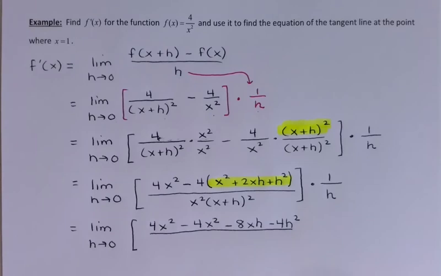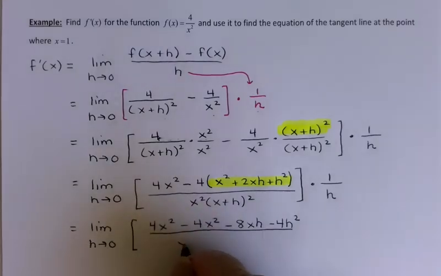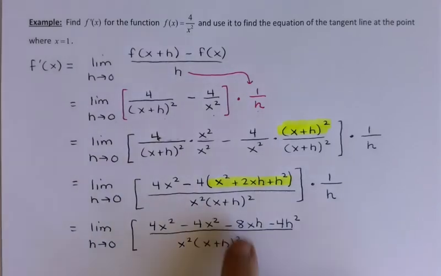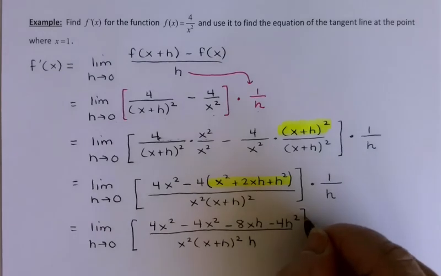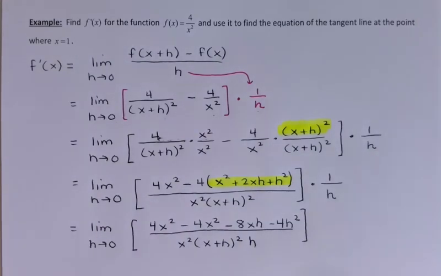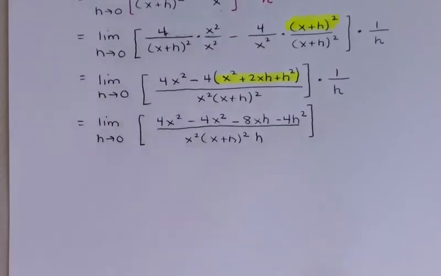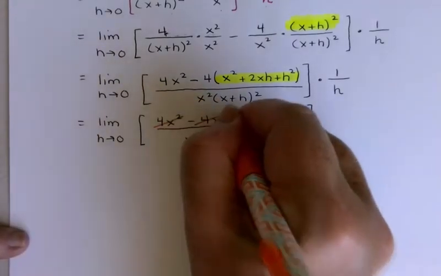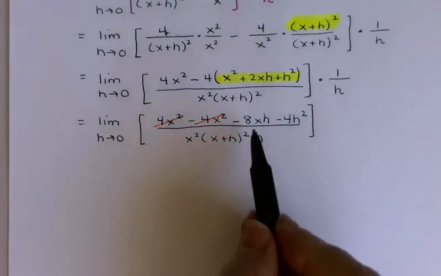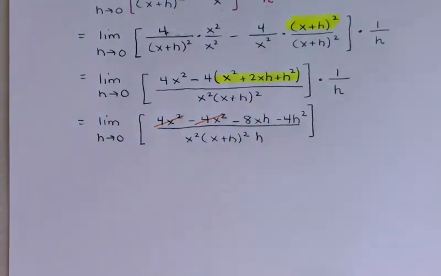And as far as the denominator is concerned, clearly I've got that x squared and that x plus h squared. But I could just go ahead and multiply across here and just put that h down in the denominator as well. Won't hurt anything. And 4x squared minus 4x squared is 0. And then what I have left here, it's possible to factor out an h.